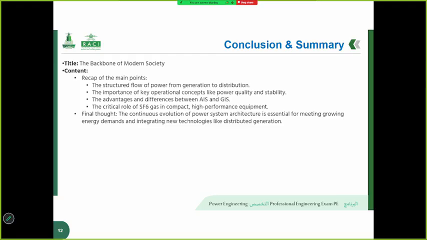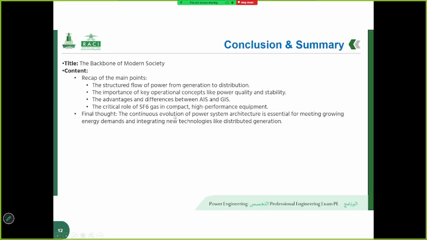The final thought is to end the presentation with a forward-looking perspective. The continuous evolution of power system architecture is essential for several reasons. As global energy demands grow, the grid must become more efficient and robust. Simultaneously, the increasing integration of new technologies, particularly distributed generation like solar and wind power, requires the grid to adapt from a one-way to a multi-directional power flow system.